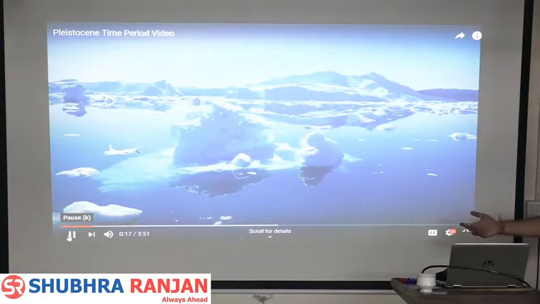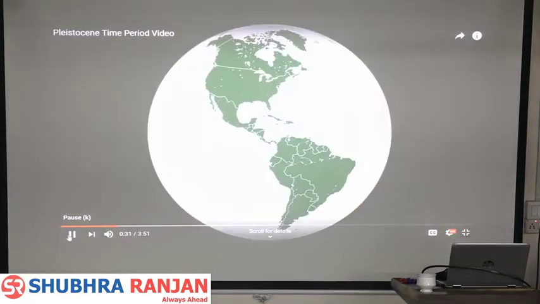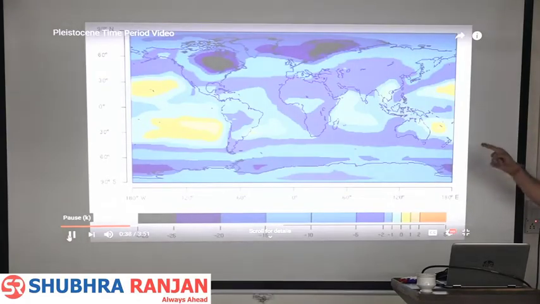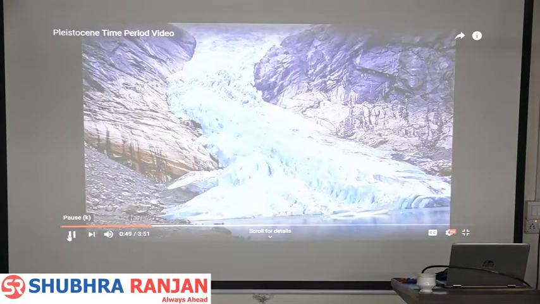11,000 years ago is very recent in geography. Even India is green in color. That means India was under the ice age. Getting it? This is what a glacier is.